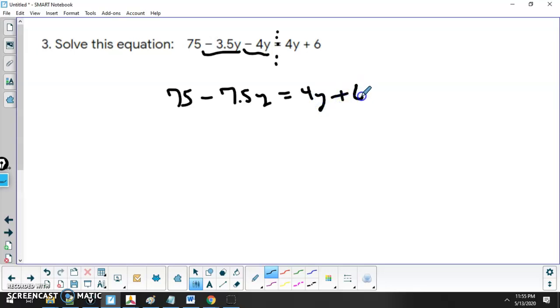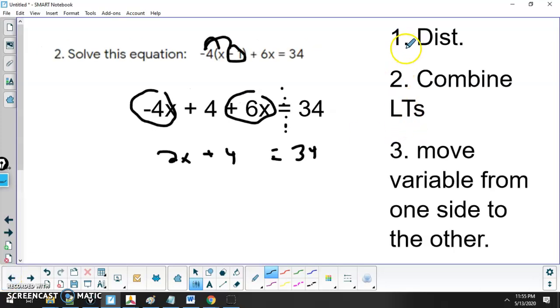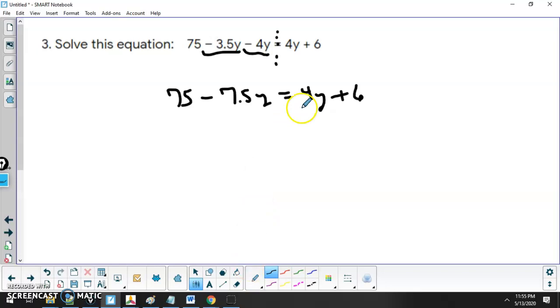That's our first step. We were combining like terms. Now we're on moving our variables from one side to the other. You have a decision: do I want to move the 4y or do I want to move the -7.5y? You probably know what I'm going to say. I'm going to move the one that will make sure I stay positive, or become positive.